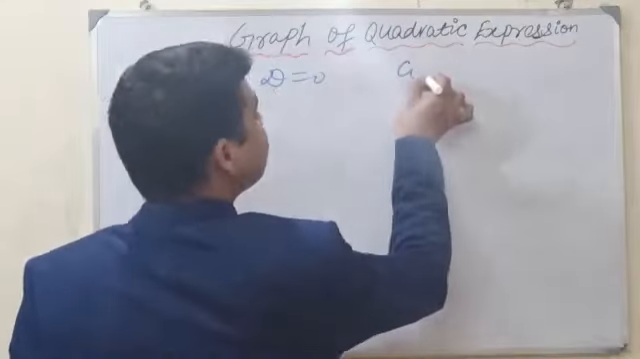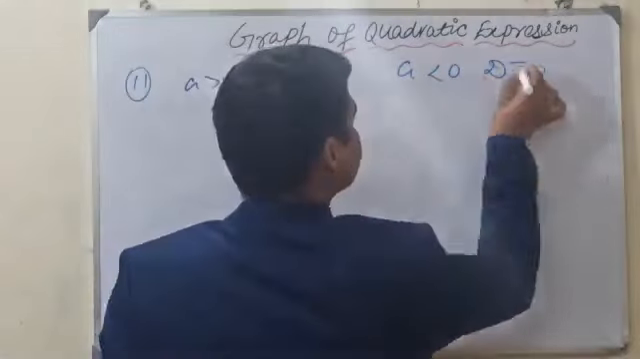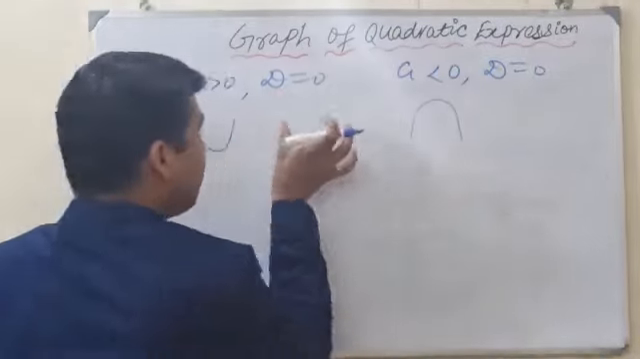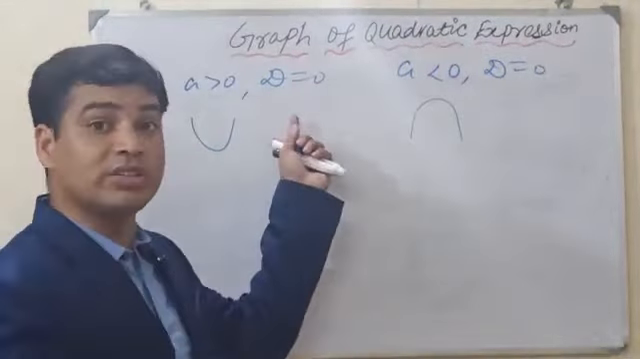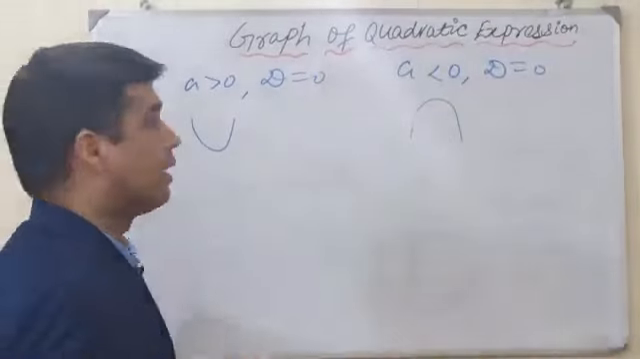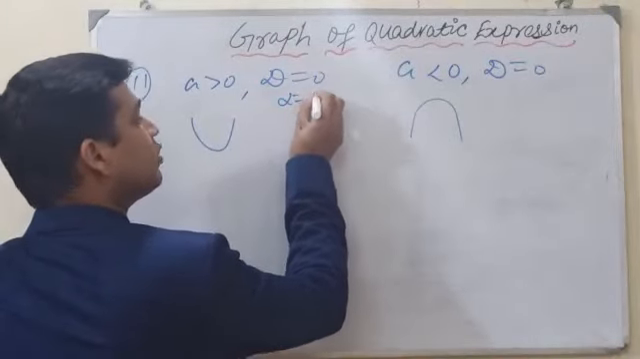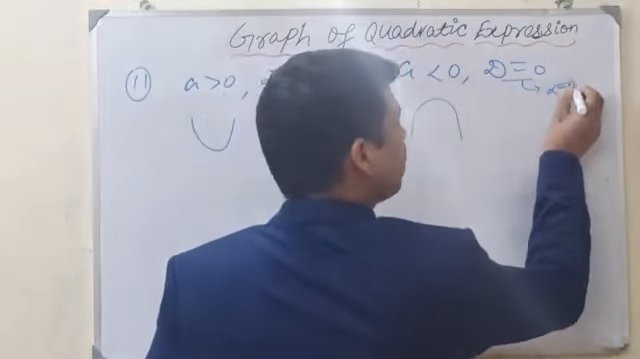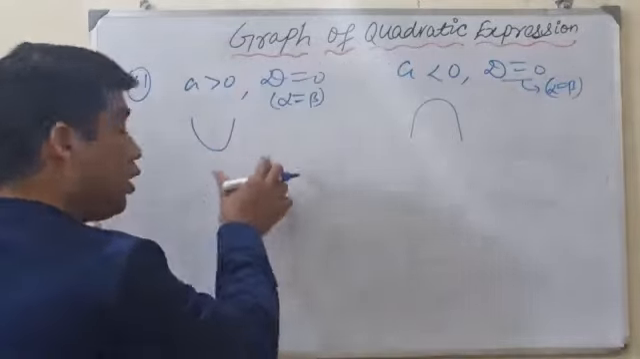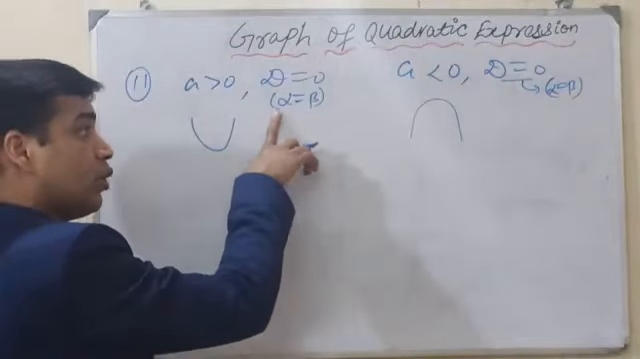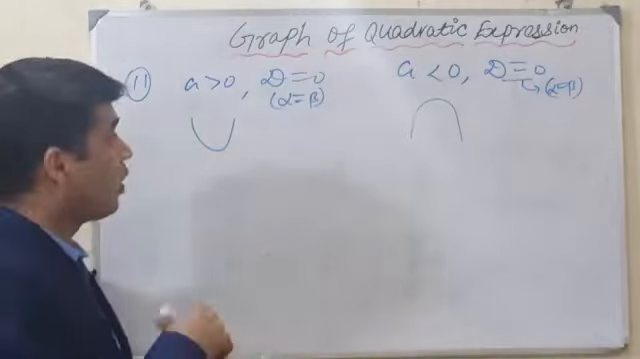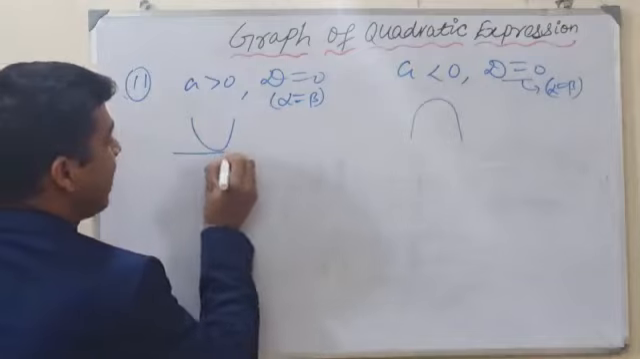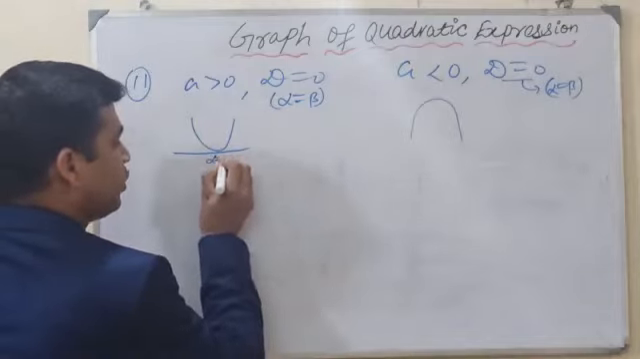Okay, now see, a less than 0 and d equals 0. We know that a is greater than 0, upward parabola, and a is less than 0, downward parabola. But d equal to 0 means roots are real and equal. Equal means alpha equals beta, both are same. Now see this here, a greater than 0, upward parabola, d equals 0. Roots are real. Real means it will cut or touch the axis, but both alpha and beta will be same, so it will touch the x-axis only. Here alpha and beta both roots are same.